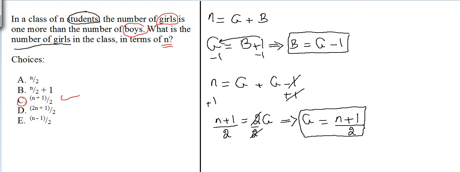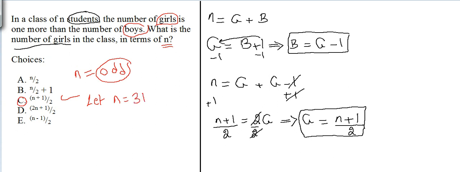Let us consider the number. Since the number of girls is more than the number of boys by 1, this means the class has an odd number of students. So n is an odd number. What do we have here? If, for example, we let n, the number of students, be 31, for example.